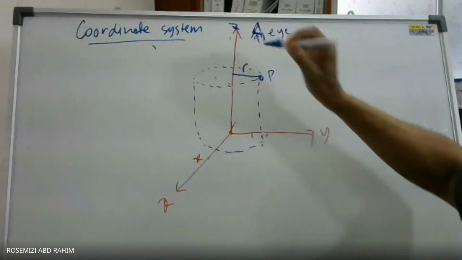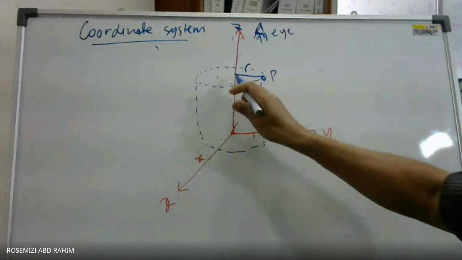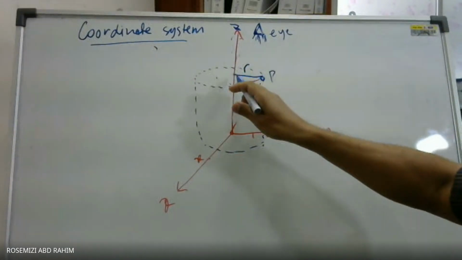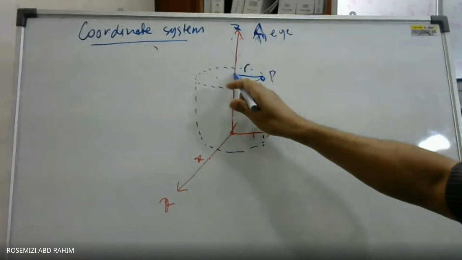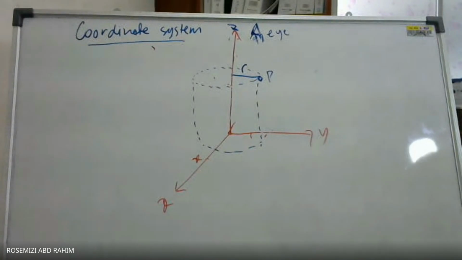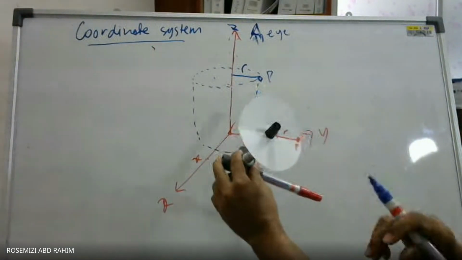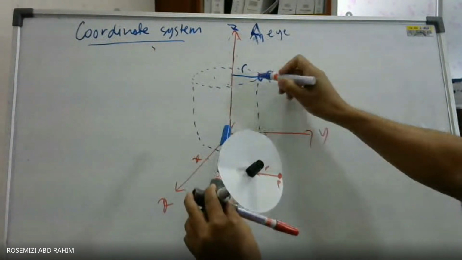R. R is the distance from the center of our cylinder, from the center to point P. This is R.